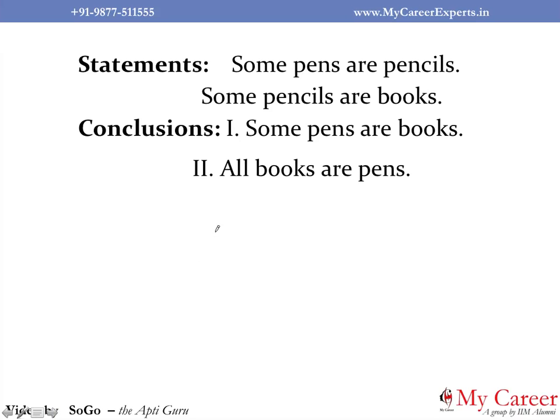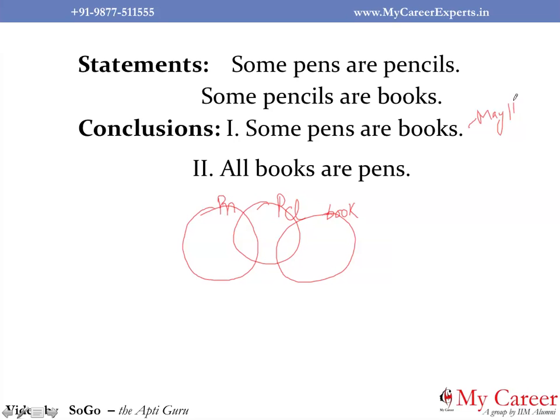Here it says some pens are pencils. So I will draw some pens are pencils. Just to mark, I will write PN for pen, PCL for pencil. Some pencils are books. So this will be books. Now there will be a question arising in your mind, why don't we draw it here? We are not drawing it here, reason being this may or may not happen, but pencil and book definitely have a relation.